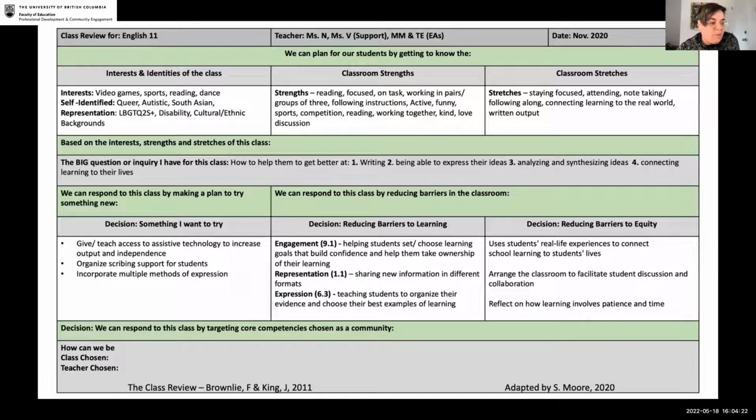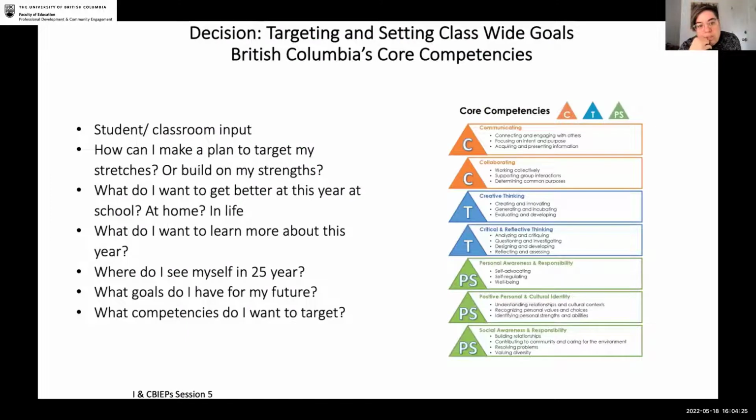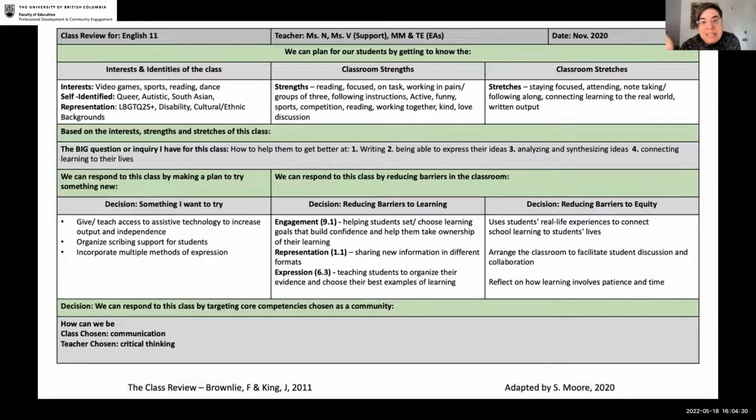The last one, I'm not going to talk too much about it, is just the last decision, which is pulling in core competencies. This is a great place to get the kids involved in the process to say, what competency does this class want to work on? Do you want to work on it individually based on strengths and stretches and needs? We've done a really great job, I think, provincially reflecting on core competencies, but we also still have to teach them. So this is a way that we can explicitly target core competencies and say, this is what we're going to work on together. What do you think we need to work on? Because even within one competency, there are so many ways that you can make it personal, but that's what we're going to target and teach to the class.